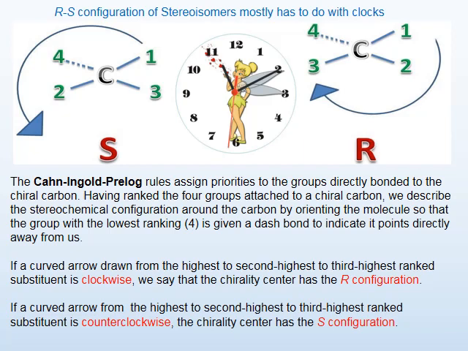is clockwise, we say that the chiral center has the R configuration. If a curved arrow from the highest to second highest to third highest rank substituent is counterclockwise, we say that the chiral center has the S configuration.